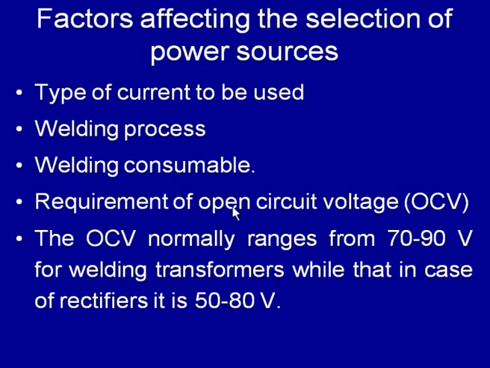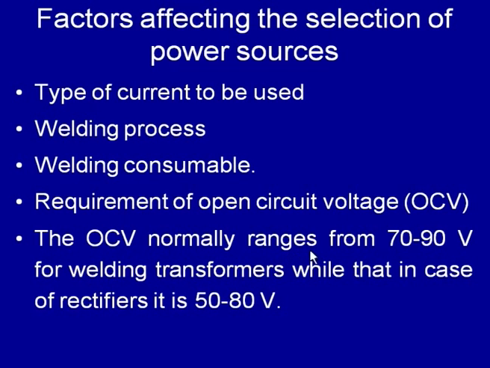Say, for example, for the GTAW process we need lower open circuit voltages as compared to the shielded metal arc welding process. Shielded metal arc welding requires as high as 100 volts OCV, while in the case of the GTAW process it is lower, about 30 to 40 volts.